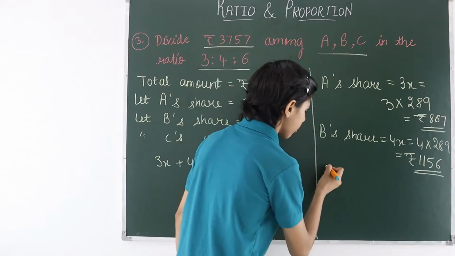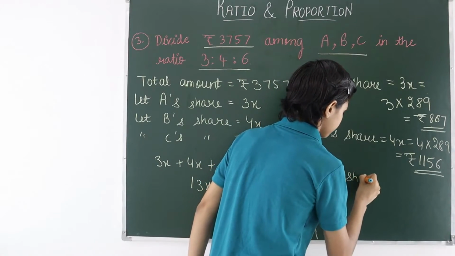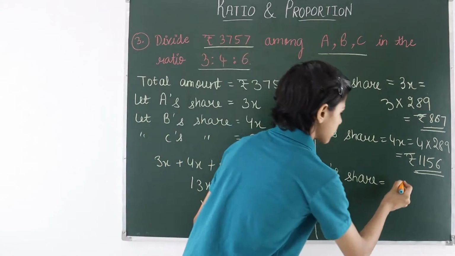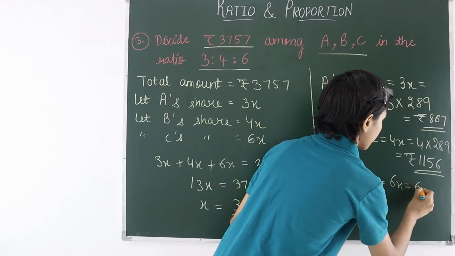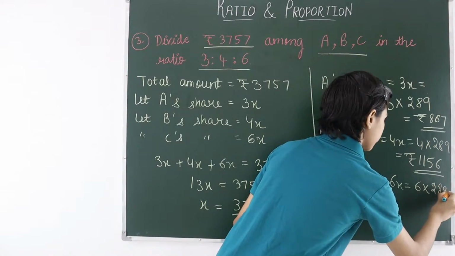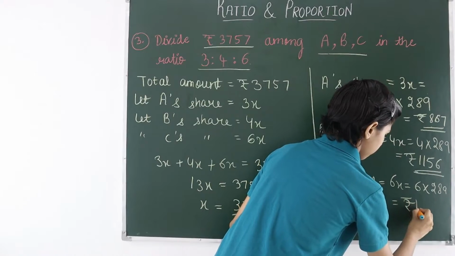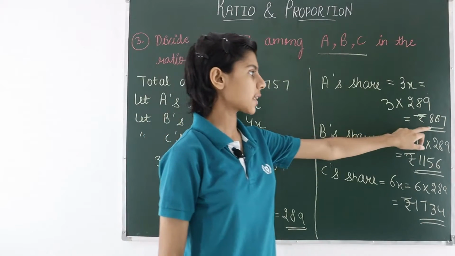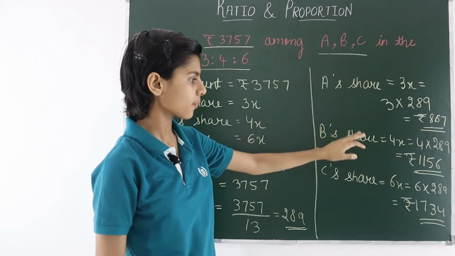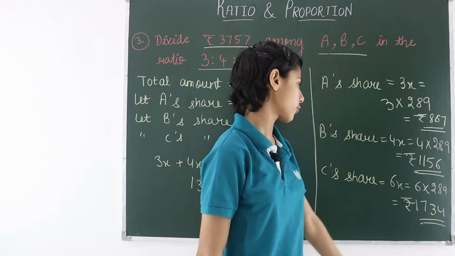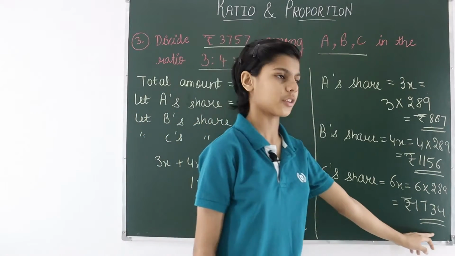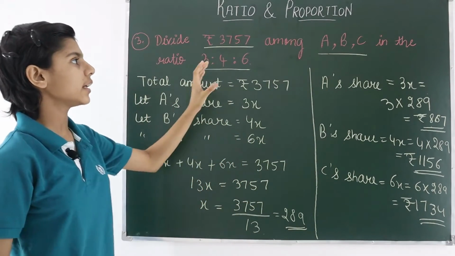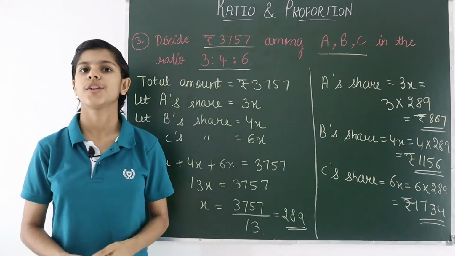Now for C also. C share. The ratio of C was 6x. So 6x means 6 into 289 and it will be rupees 1734. So rupees 867 is the amount of A, the amount of B is 1156, and the amount of C is 1734. So like this we have found the amount of money divided among these three in their ratio.